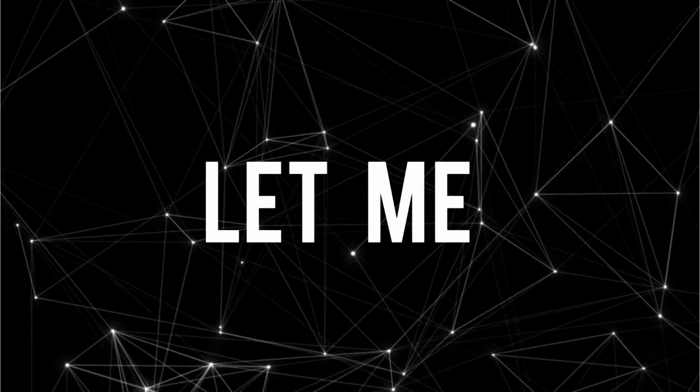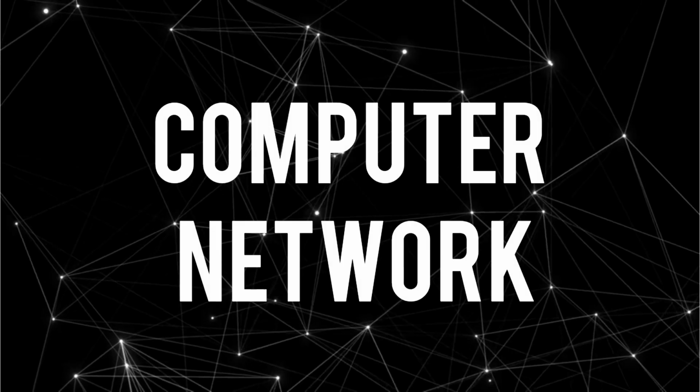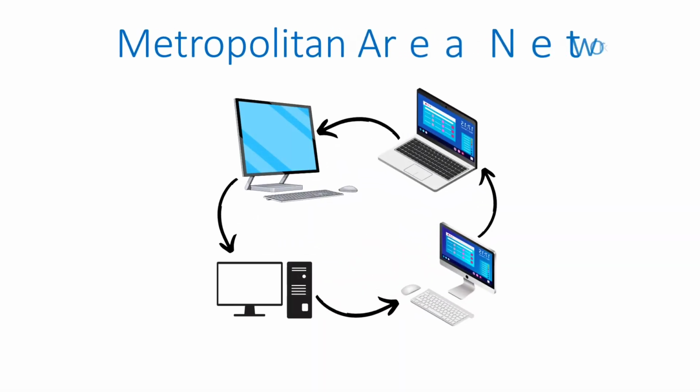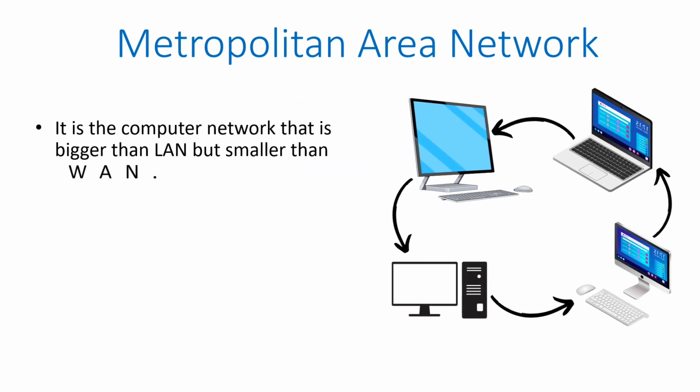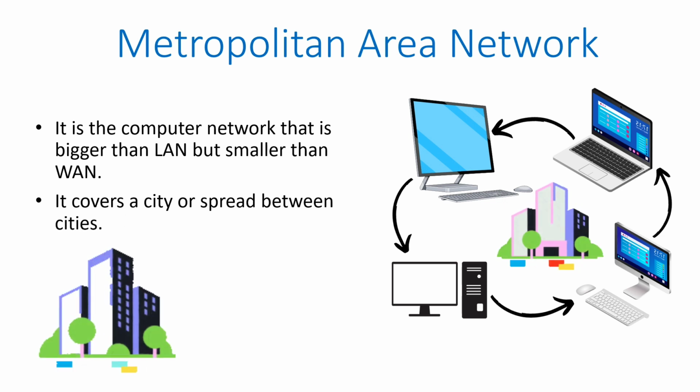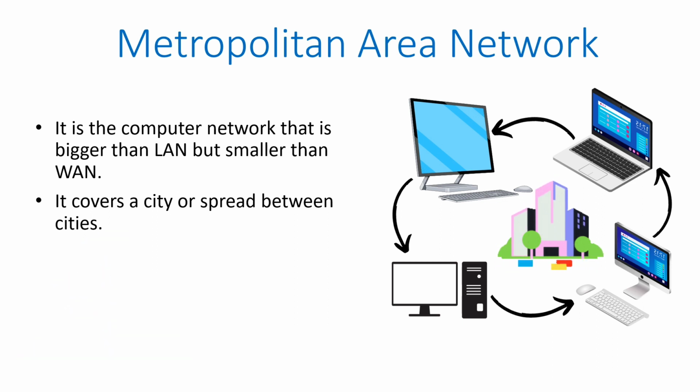Now let me tell you about the another type of computer network, that is metropolitan area network. It is a network that is smaller than wide area network, however it is bigger than the local area network. So it is the medium size network that is larger than local area network and smaller than the wide area network. Metropolitan area network covers a city or spreads between the cities. So the network within the city or between the cities is known as the metropolitan area network.